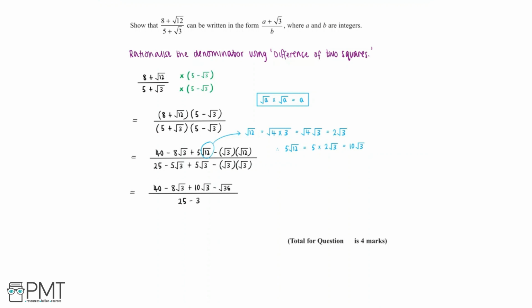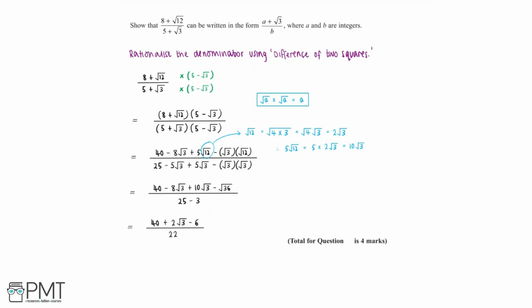Looking at the numerator, we can see that minus 8 root 3 plus 10 root 3 is equivalent to 2 root 3, and then root 36 is equal to 6. And so the numerator will become 40 plus 2 root 3 minus 6. And we can also simplify the denominator because 25 take away 3 is equal to 22. Now we can simplify this again. In the numerator we have 40 plus 2 root 3 take away 6. 40 take away 6 is equal to 34, and so this fraction becomes 34 plus 2 root 3 all divided by 22.